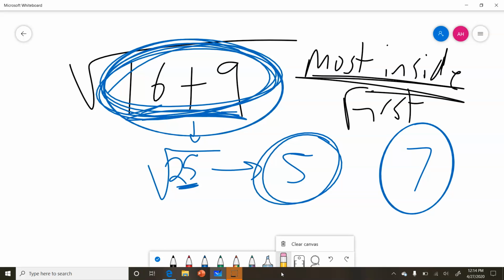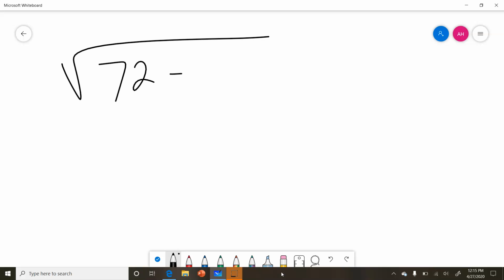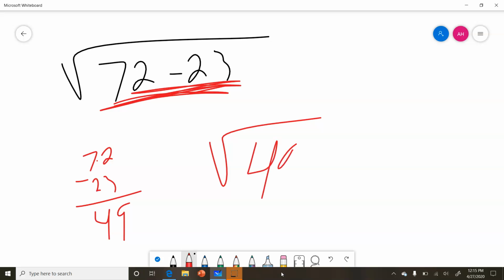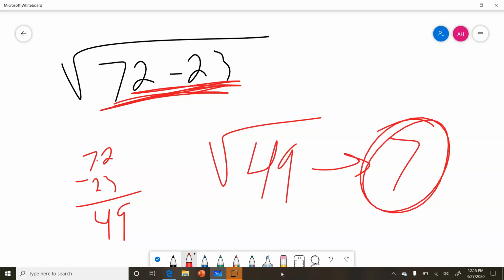Okay? So let's do another example. Like this right here. Let's say they have the square root of 72 minus 23. Okay, I come to my calculator, and what do I do first? 72 minus 23. 72 minus 23 is 49. So then I have the square root of 49, which you all can do in your heads, is 7.